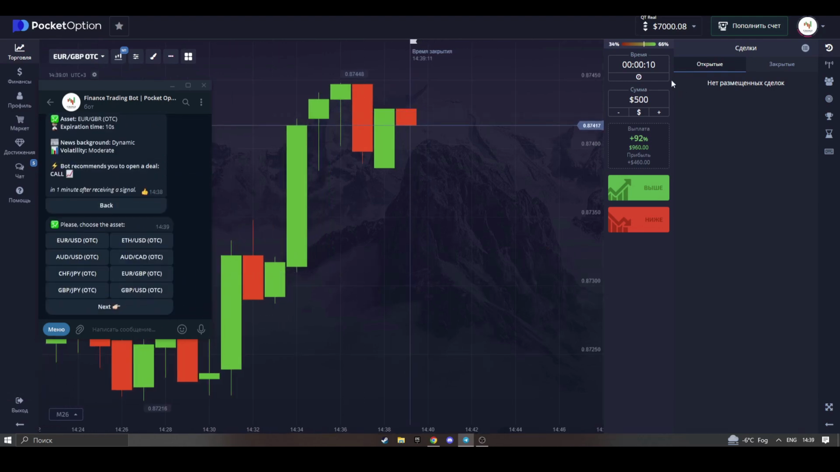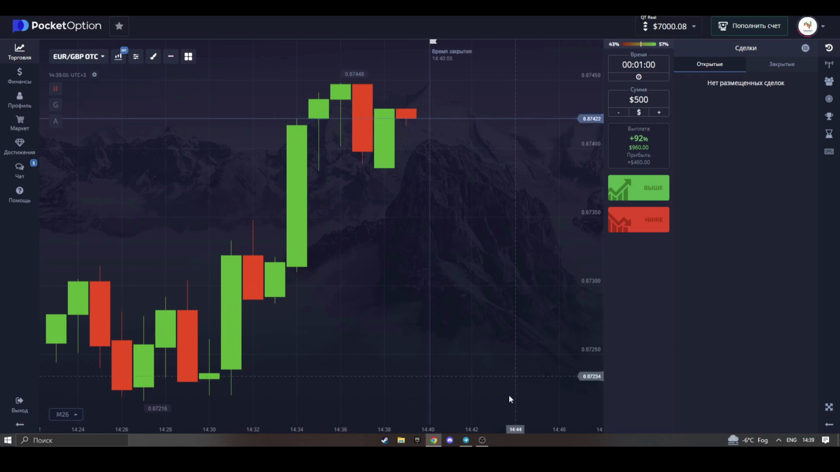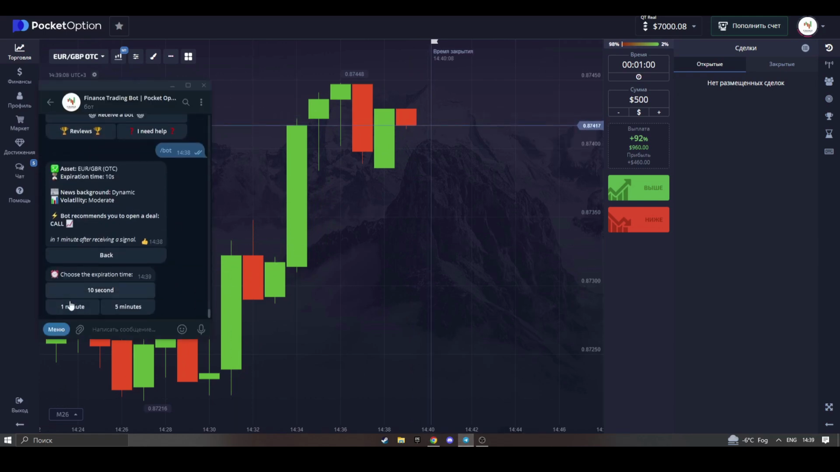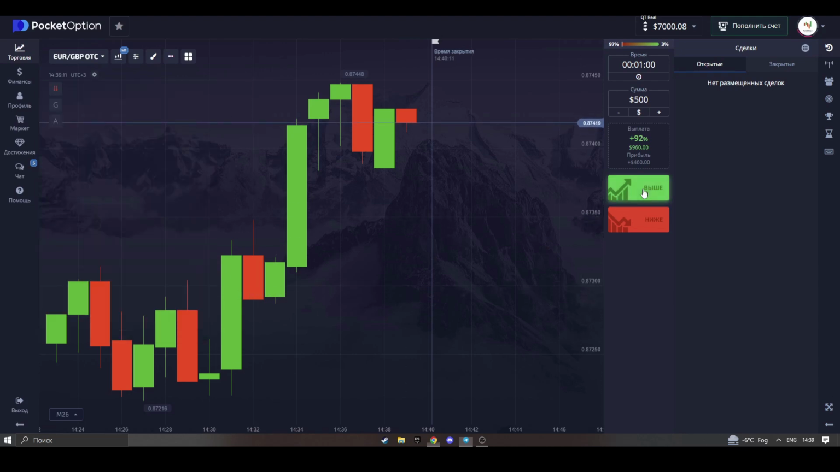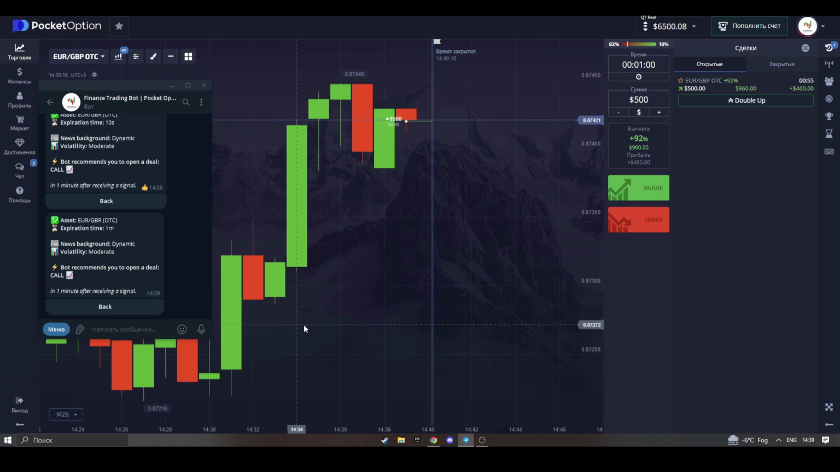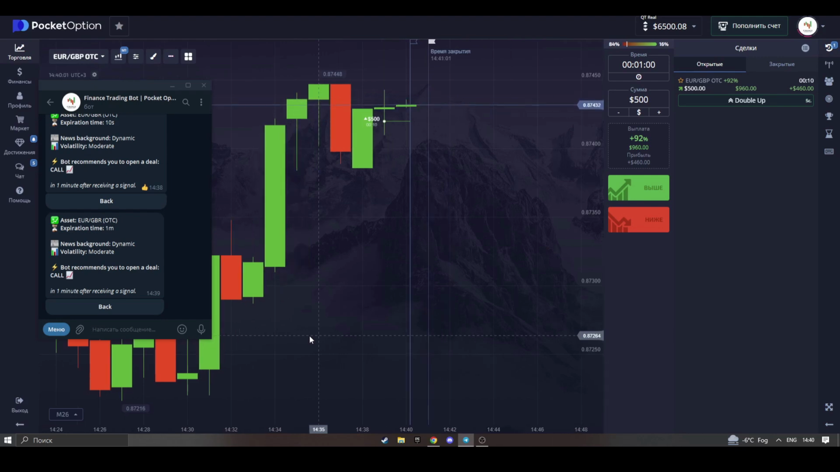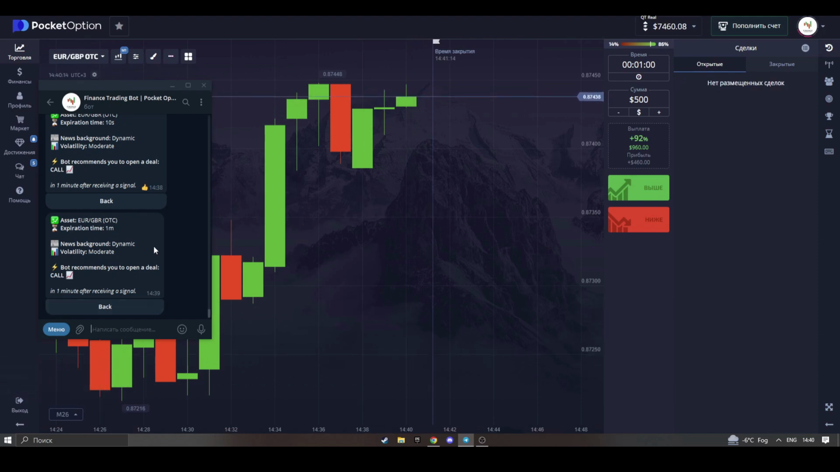Let's change the expiration time and open a second bid. We receive a signal from the bot to increase, open our trade and wait. The 1-minute trade also closed in profit.